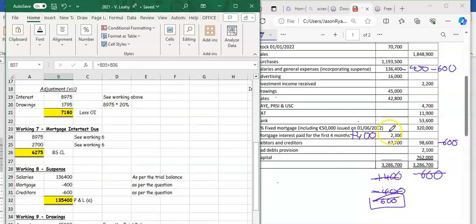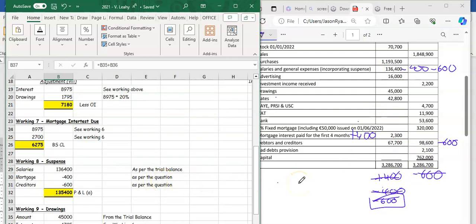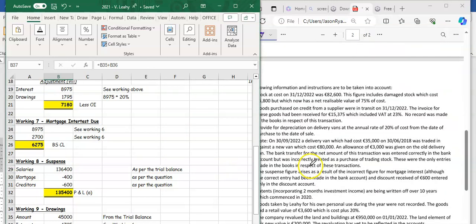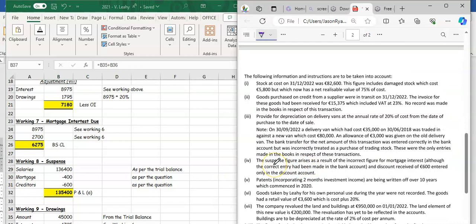So I need to increase my mortgage interest by 400. Debits and credits are not the same. Because my suspense is on the debit side, I need to take away 400 from my suspense to make debits and credits the same. And then the last part was I had discount received of 600. That was only put into my discount account. So I need to decrease my creditors by 600. That means the debits and credits are not the same, so I need to take another 600 away from my suspense. And that's your fourth adjustment for Leahy suspense account 2023 sole trader higher level.